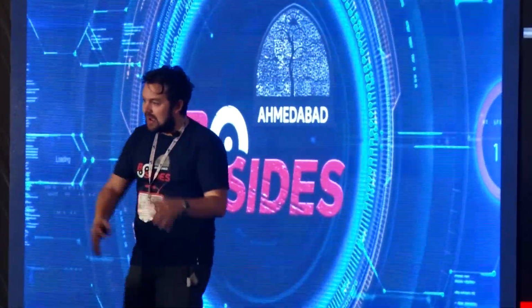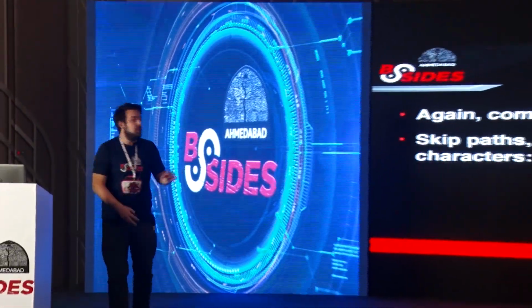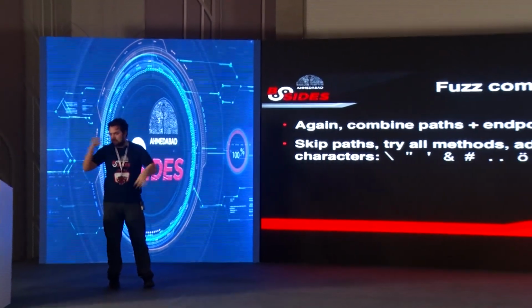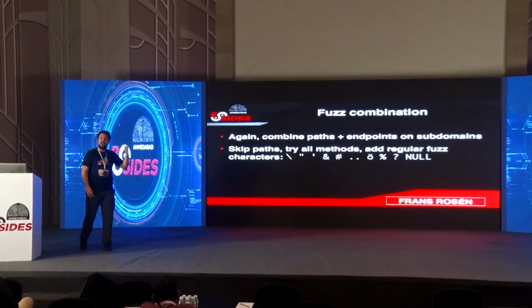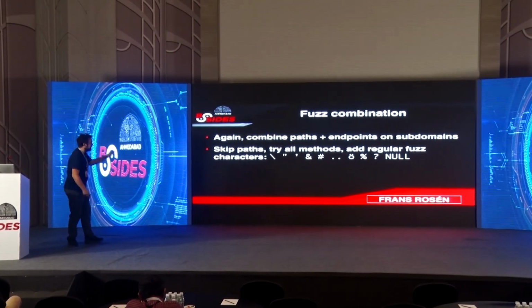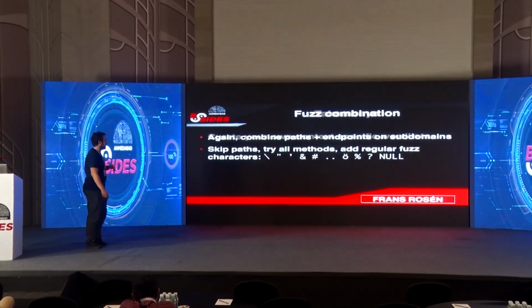Also, again, you want to combine all the paths and endpoints. You want to have empty paths. You want to just test the endpoints. You want to skip paths. You want to try all methods, add regular fuzzing characters, backslash, percent and fragment. You want to test all these things. Null characters: literally, there are a bunch of places that just crash and give you a stack trace just by providing null characters. Always keep it in your fuzzing.